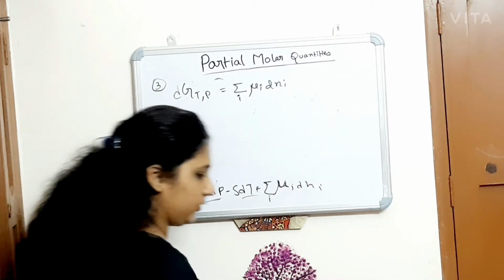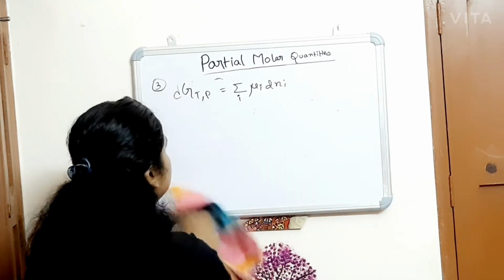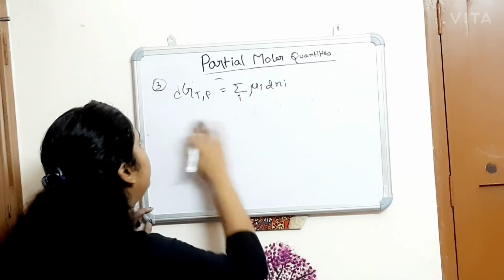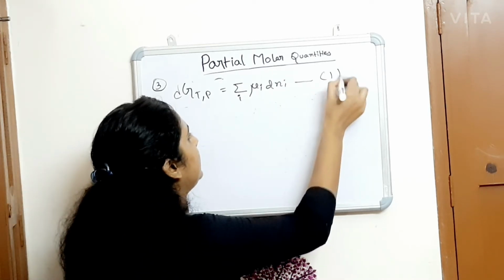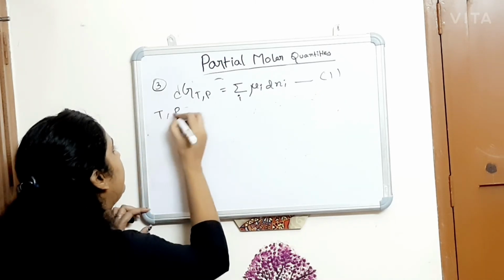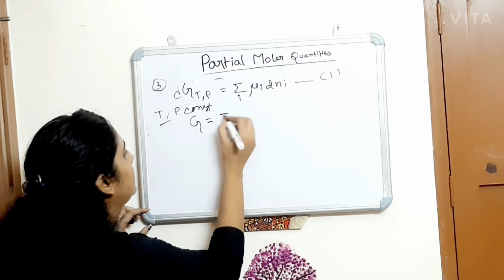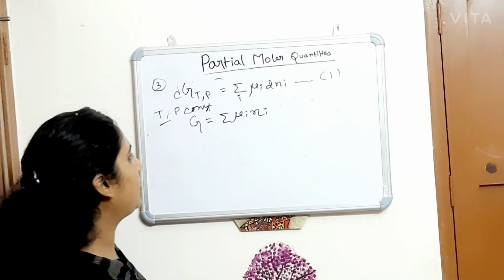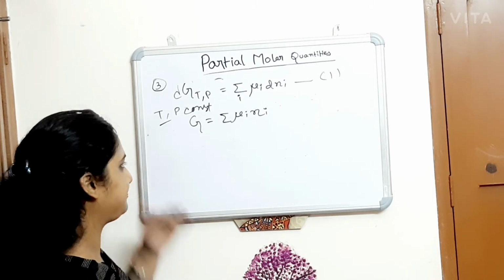This is one form of the Gibbs-Duhem equation. There is another form also. If we integrate equation 1 at constant temperature and pressure, you can get that G is equal to the sum over i of mu i n i, at constant temperature and pressure.